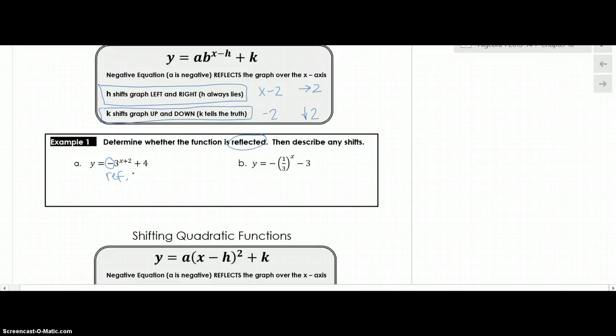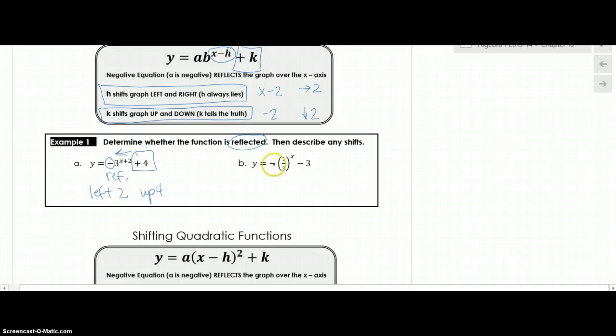And now let's look at the shifts. H is with the x because we have x minus h. Okay, so we have x plus 2. Looks like it would go to the right, but it's actually going to go to the left. So we're going to go left 2. And then k is off at the end here. But k tells the truth, so if it looks like it's going to go up 4, it really is. So we're going to go up 4.